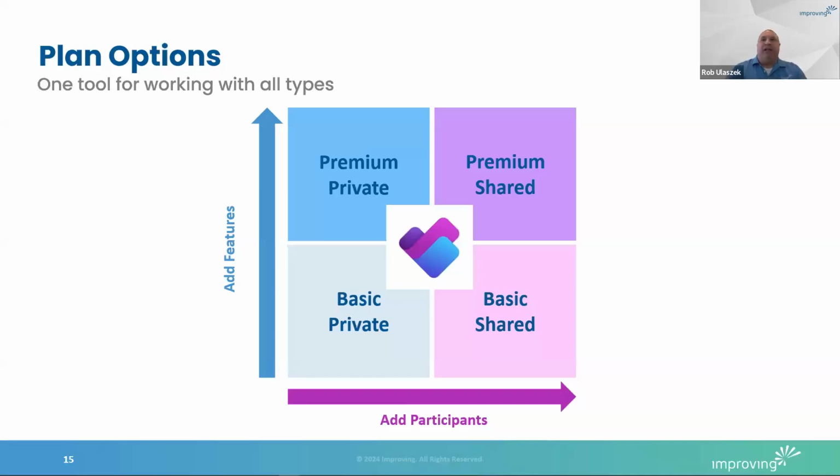When we want to make a new plan, we can start simple with a basic private plan. From there, we can get more by making it a shared plan that uses the group from Microsoft Teams to add more participants. We can also add more by making it a premium plan that includes additional project management functionality. The best part is, regardless of which of these options we choose, we can work with all the plans from within one tool. Let's take a look at the underlying architecture that makes this happen.